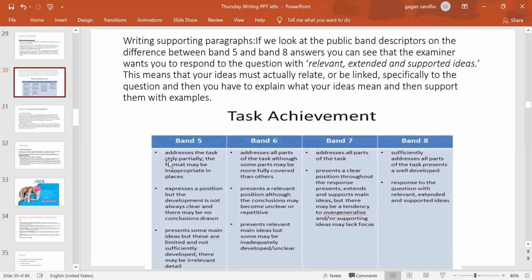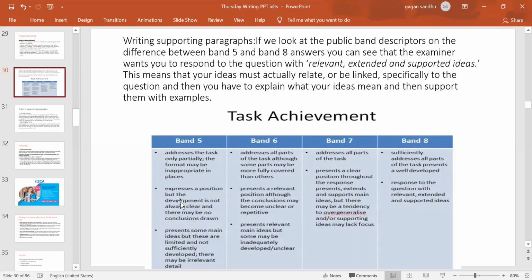And here you see the band 5 addresses the task only partially. That means I haven't covered the entire question. The format may be inappropriate in places. Format is like, I'm writing 4 paragraphs, so maybe I'm messing that up, right? The length, the presentation is not good in the format, and the word limit is less. So this all means format, right?